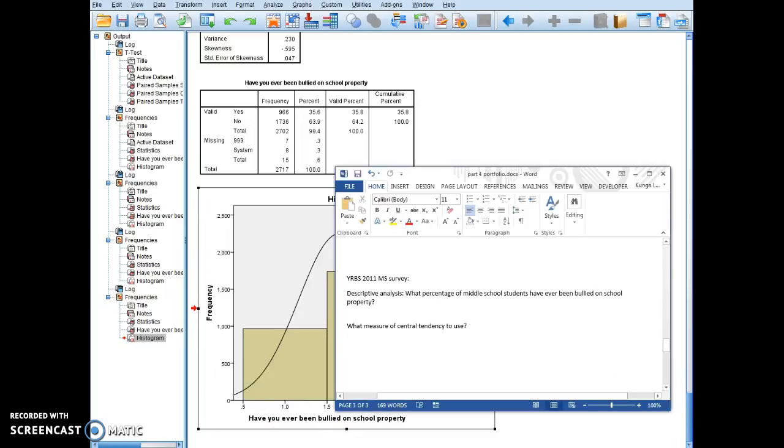Going back to my research question, in order to answer that, what percentage of middle school students have been bullied on school property? As we can see, the valid percentage, like I said, that we will be looking at is 35.8%. So I'm going to answer that.